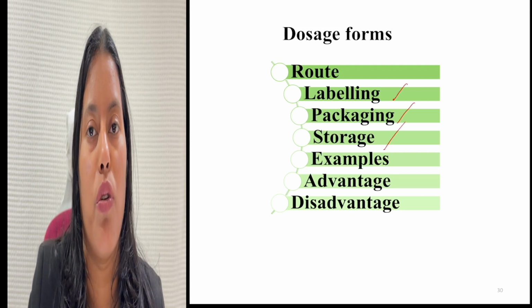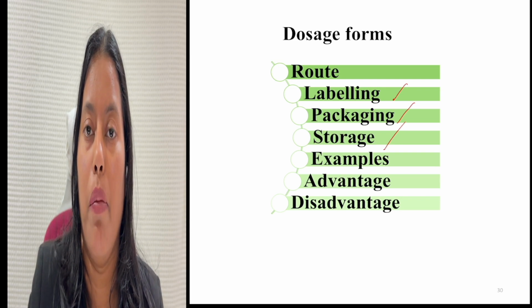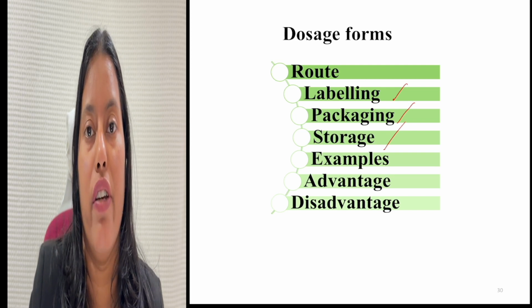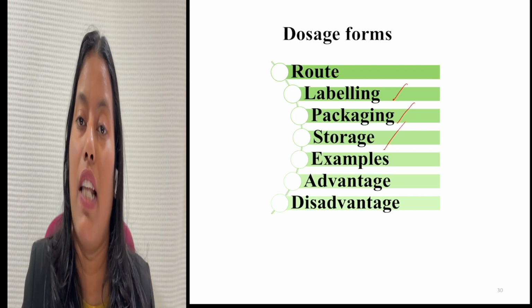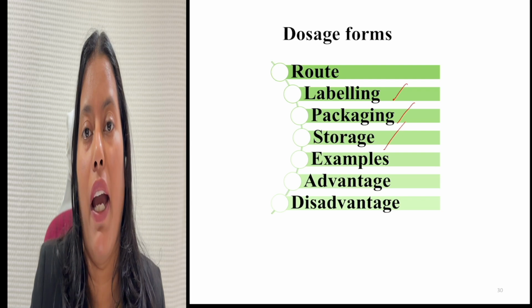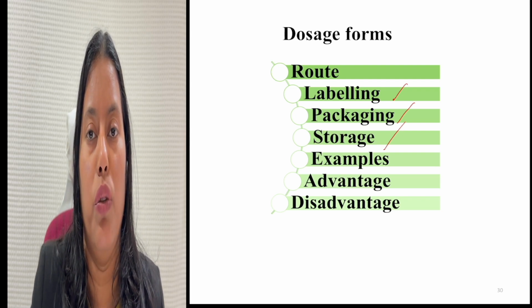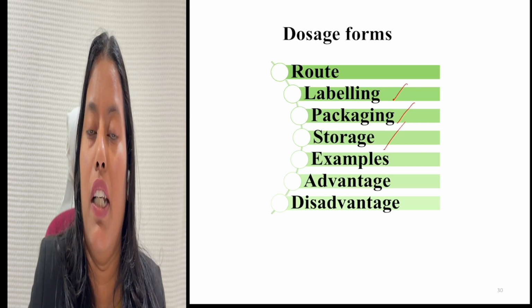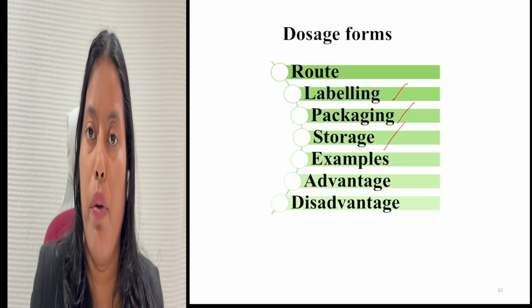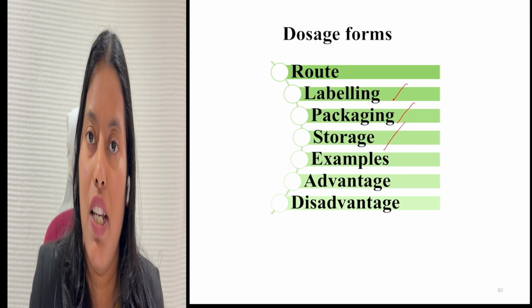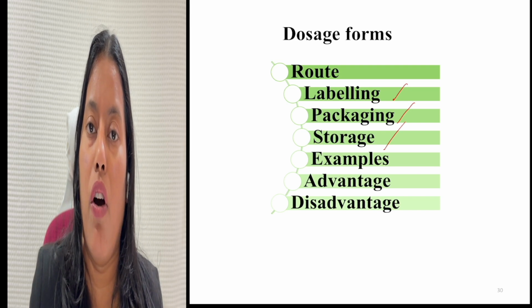Labeling, packaging, and storage depend upon the stability parameters of the drug. If the drug is temperature sensitive, you have to store it at a particular temperature. If it is light sensitive, you have to store it in an amber color bottle. For packaging, you can use strip packages and blister packages for unit dosage forms. Bulk containers like plastic jars or glass bottles can also be used for storage of solid dosage forms. Then sachets are also used for storing some amount of powder.